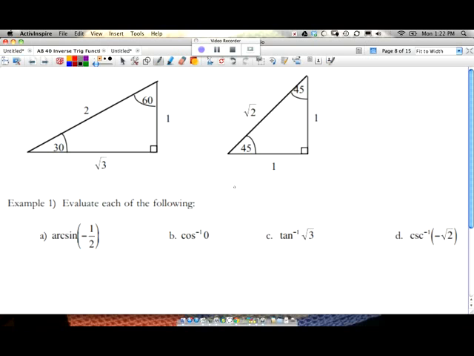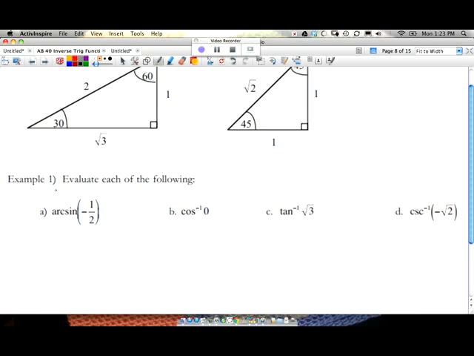Evaluate each of the following. Alright, so this first one says arcsine of -1/2. What is that really saying? That's saying sine of something equals -1/2. Well, that could be three different things. Actually, it's any one of these.